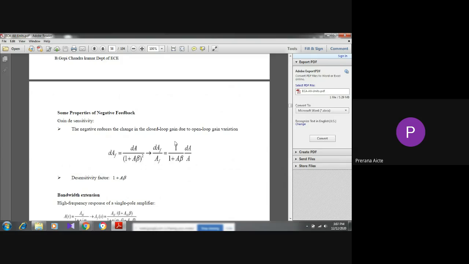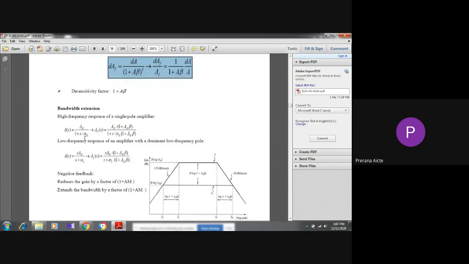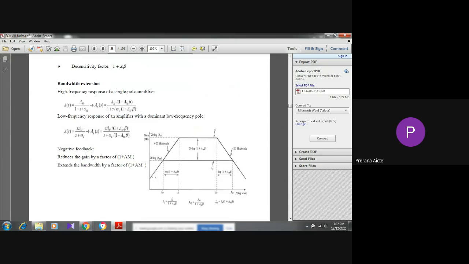Some properties of negative feedback. This is desensitivity. DAF is equal to DA by 1 plus A beta whole square. And from this, DAF by AF is equal to this expression. This is sensitivity, and desensitivity means 1 plus A beta. Next, bandwidth. In negative feedback, the bandwidth will be very, very high when compared to positive feedback. If we apply negative feedback, we can improve the bandwidth.